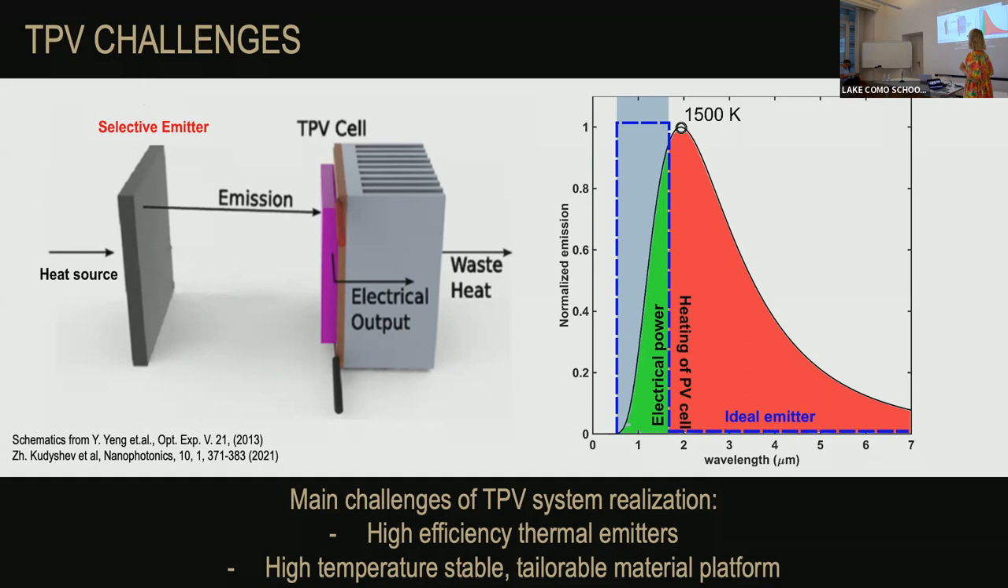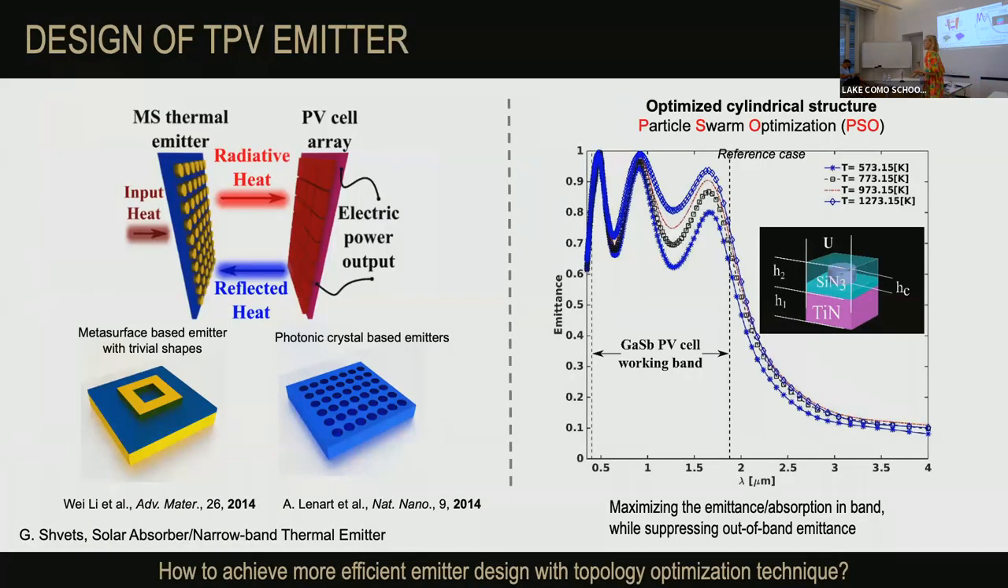And then what you want to do is optimize the emitter in such a way, this is an ideal emitter, that most emission happens in band and then you suppress everything out of band. So you don't have the red part which goes to heat and the green part is optimized. There have been many groups that try to implement TPV designs, including these intuitive designs and also a very similar concept by Gennady Shvets on the narrowband thermal emitter.